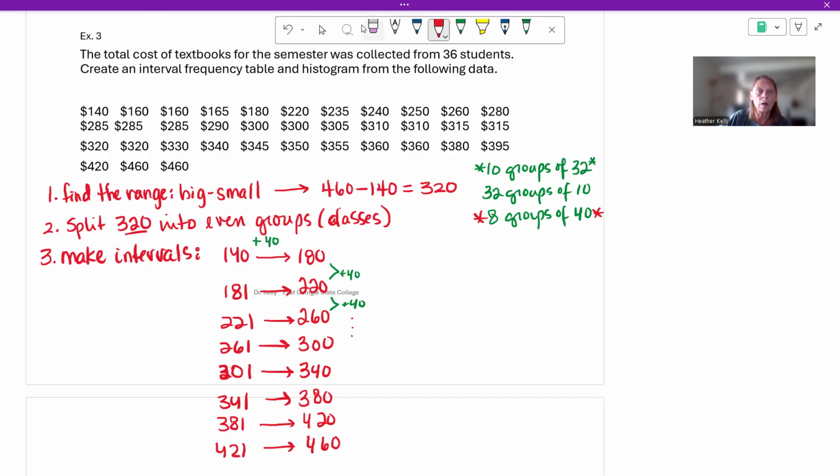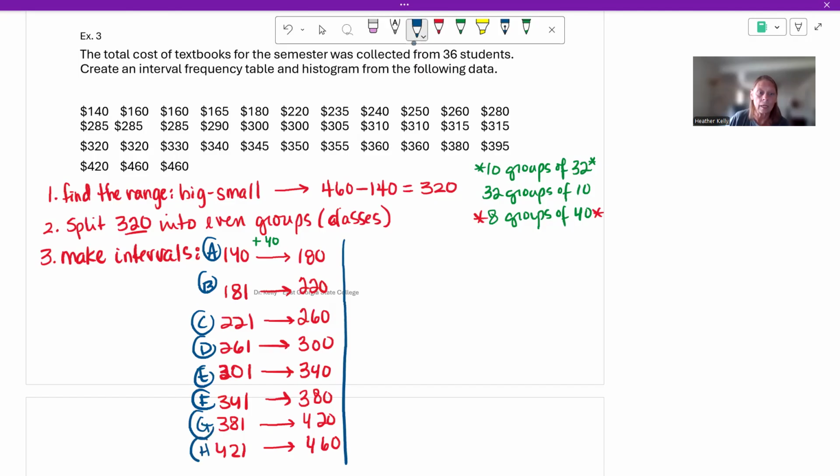Now, just for room's sake, okay, I'm going to turn this right here into my frequency table. All right, this is going to be A, B, C, D, E, F, G, and H. All right, and we're going to determine the frequency of each.